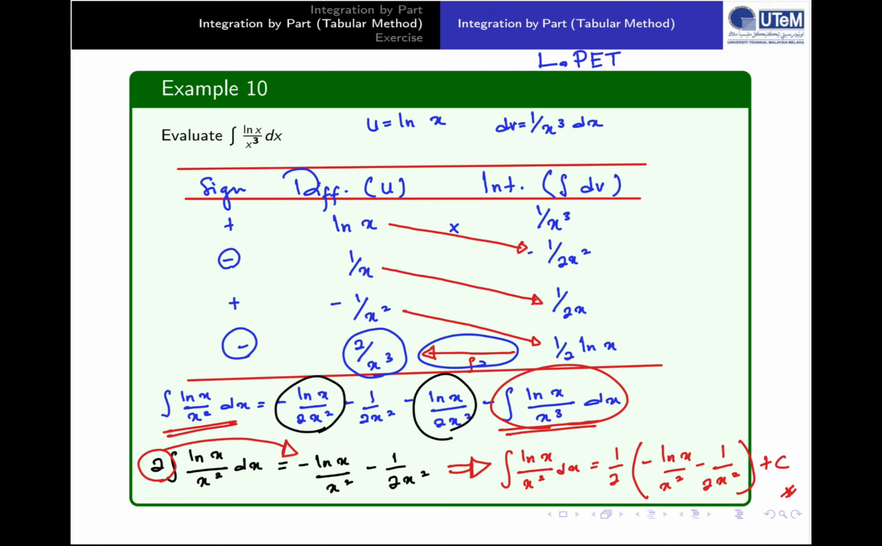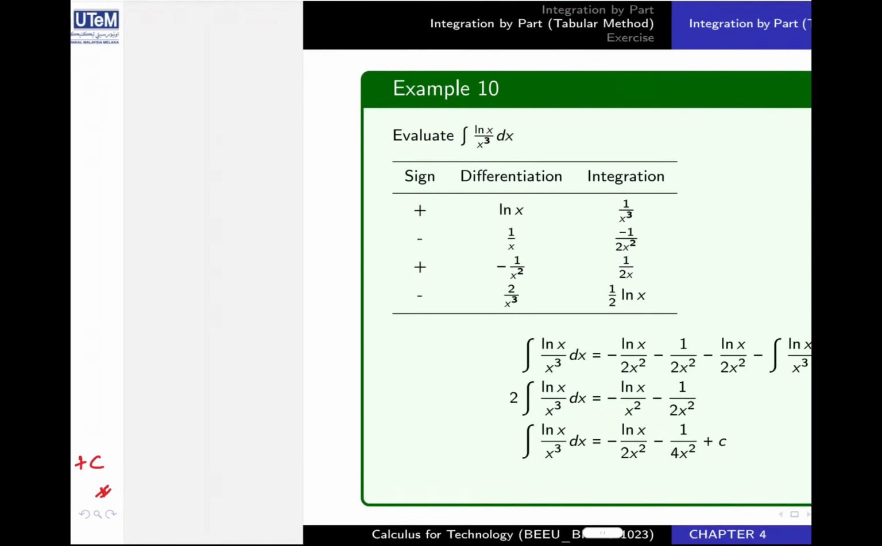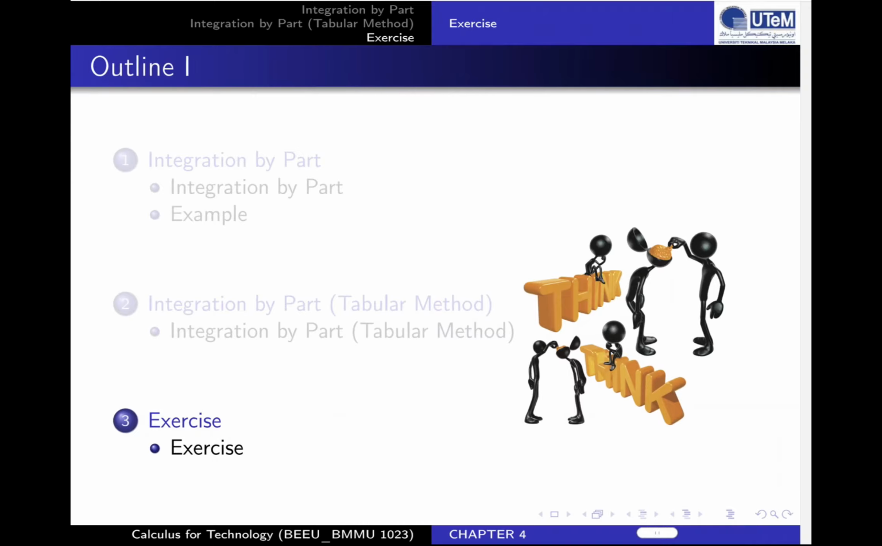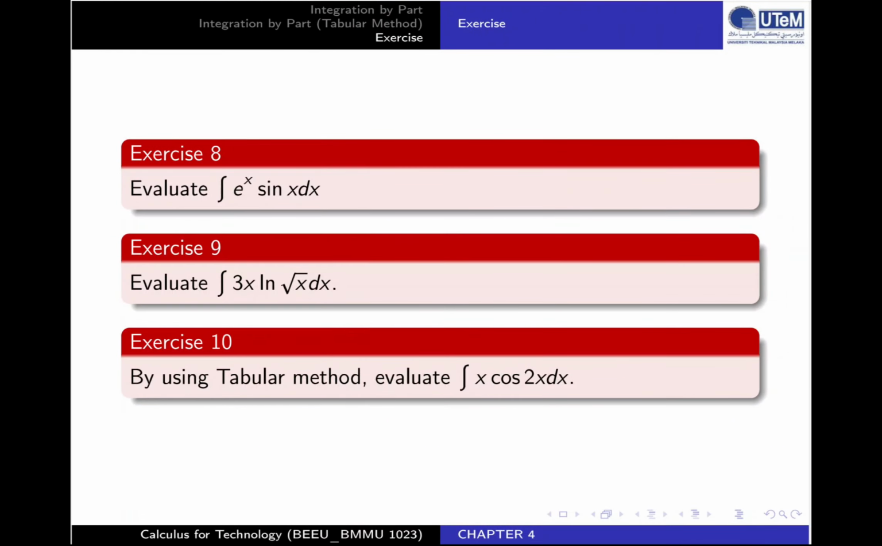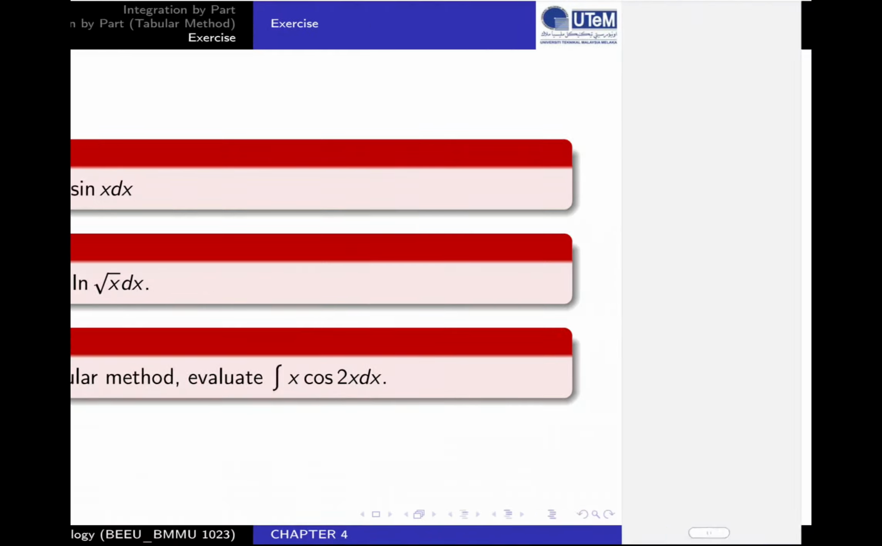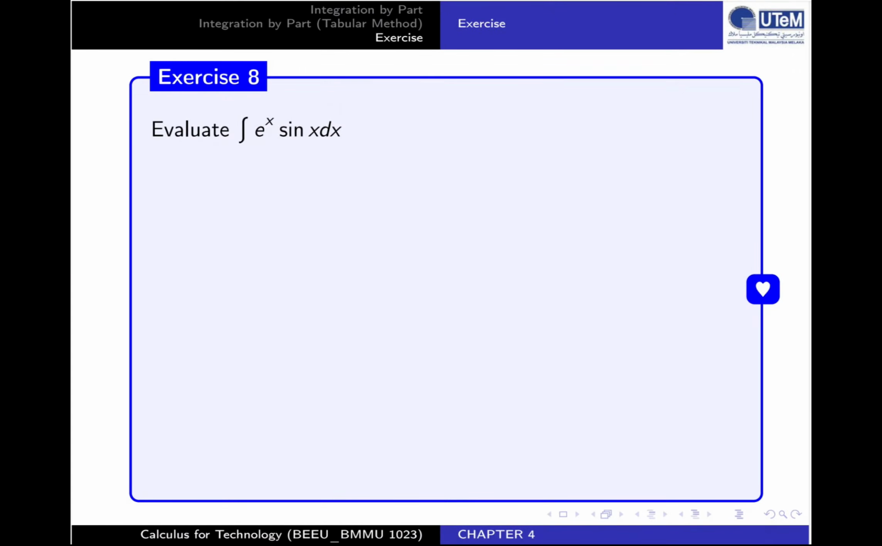Okay, now look at the exercise. We have 3 exercises here, which is exercise 8, exercise 9, and exercise 10. Let's move one by one. Exercise 8. Okay, evaluate the integrations of exponent x sine x dx.